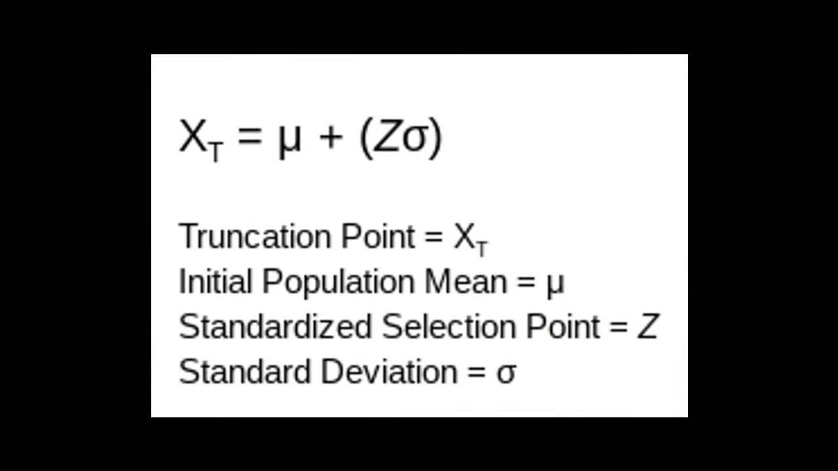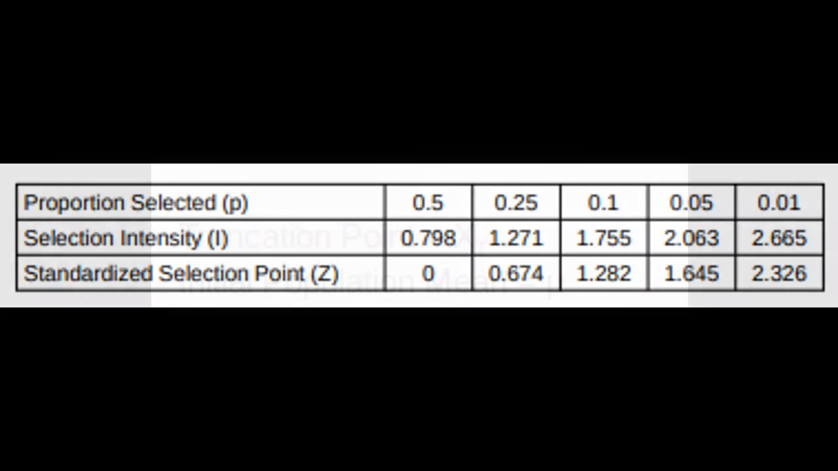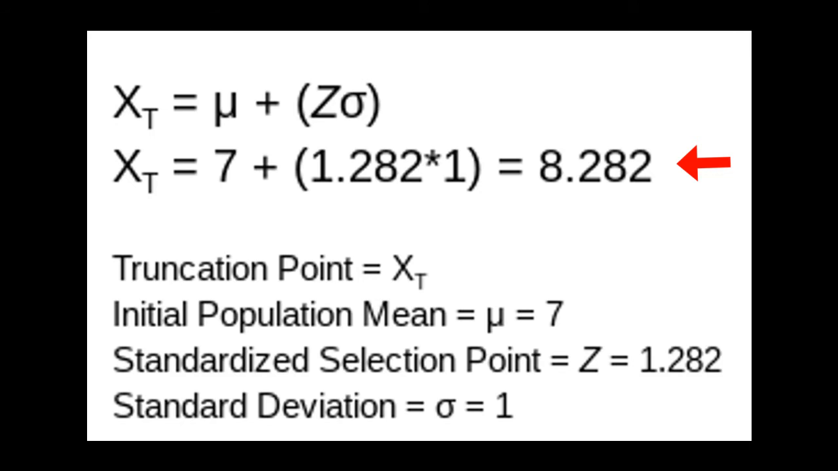The formula to calculate this value is x sub t, which is the truncation point, equals mu, the initial population mean, plus z times sigma, where z is the standardized selection point and sigma is the standard deviation. The value for z is located in the standardized table and is determined based on the proportion of population selected, which in this case is 0.1, leaving z to equal 1.282. Plugging the numbers into the formula, the truncation point equals 8.282.